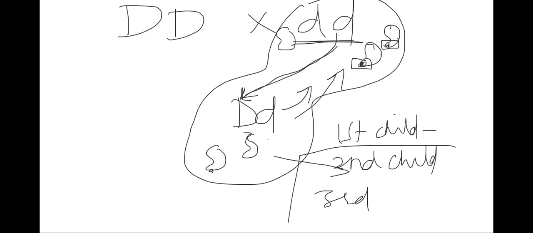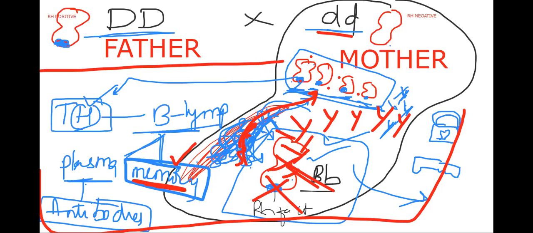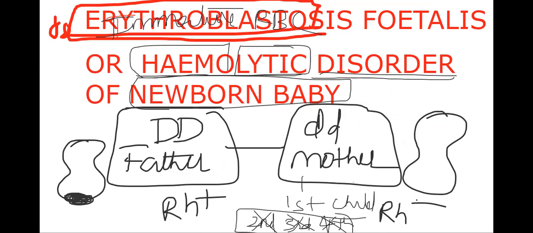So what do you say? It has erythroblastosis foetalis or hemolytic disorder of newborn baby. This is a very important concept: from here you have to remember that the second child onwards they die. So what kind of treatment will be given here? Science made us know that this is an incompatible marriage, but they married. What to do?